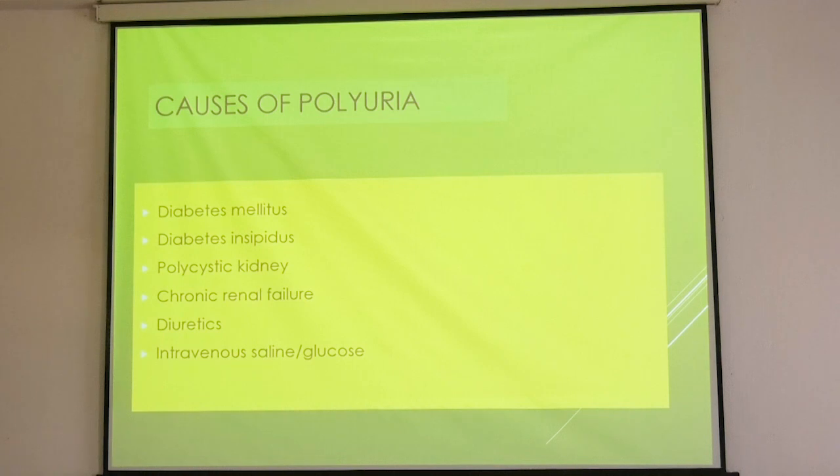When the person is having severe blood loss, then the person can go into shock. When there is less blood in our body, the person cannot pass more urine. So that is a condition in which there will be oliguria, or less urine production.